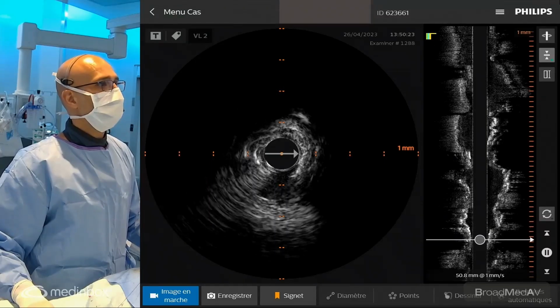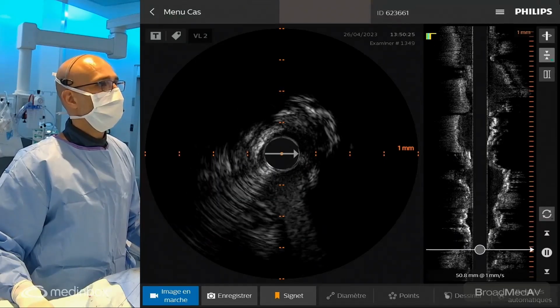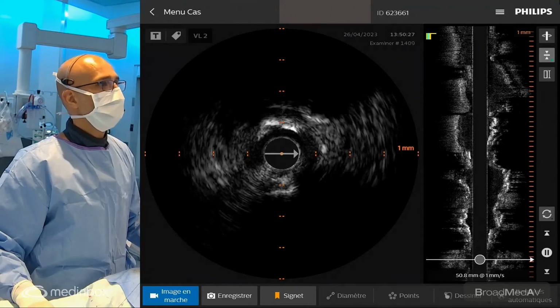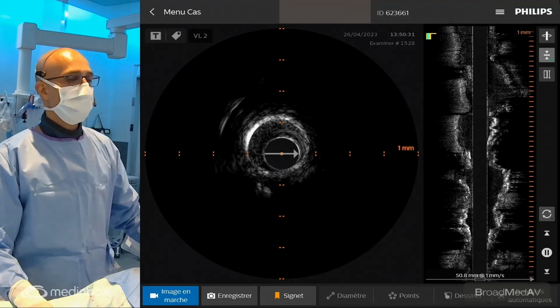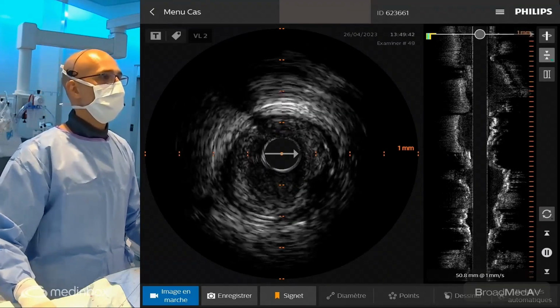Next. There's still a waist. Next. And now you can see full expansion of the Shockwave balloon, 3.5. I went up to 10 atmospheres with the Shockwave.